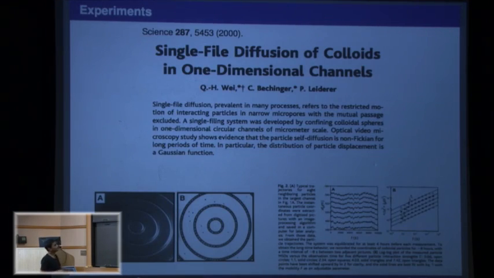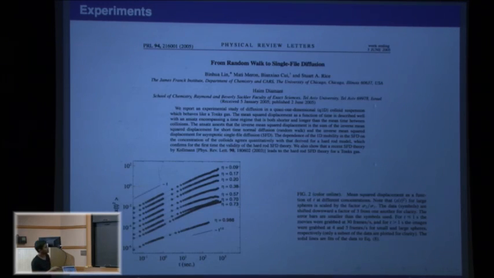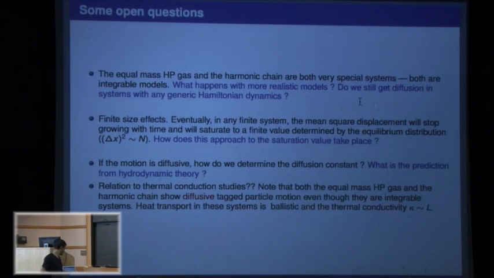There have been recent experiments where you just look at colloidal particles which are constrained to move on tracks like this, and people have actually verified this subdiffusive motion. Here the intrinsic dynamics is stochastic. This is another experiment, from random walk to single file diffusion. At short times, when the particles don't interact with each other, you see that the mean square deviation goes as t, but at large times, once they start feeling each other, then it goes as t to the power half.